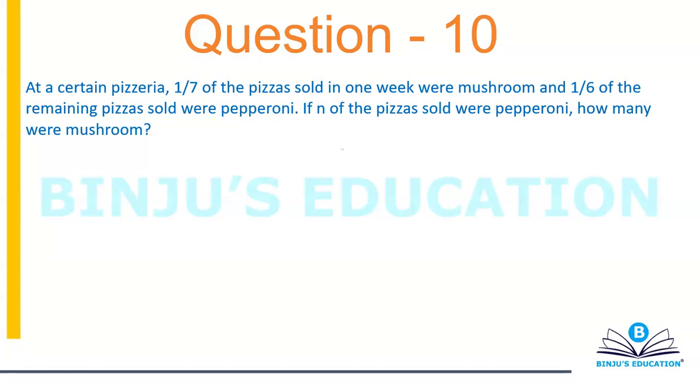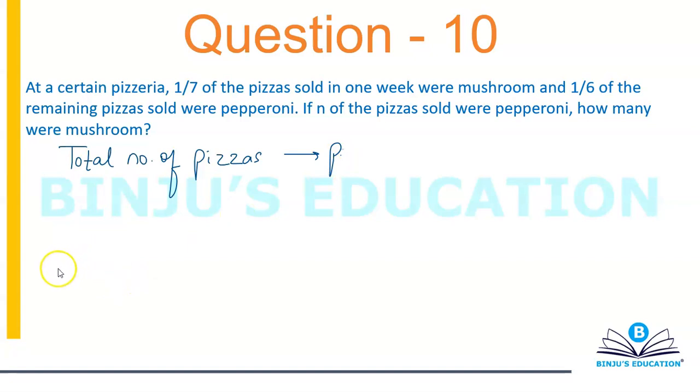Alright, let's see what we can do with this one. At a certain pizzeria, 1/7 of pizzas sold in 1 week were mushroom and 1/6 of the remaining pizzas sold were pepperoni. If n number of pizzas was pepperoni, then how many were mushroom? Alright, fine. So let's do one thing. I do not have the total number of pizzas. So what I'm going to do is consider the total number of pizzas to be p.